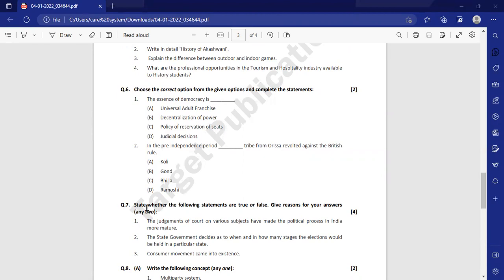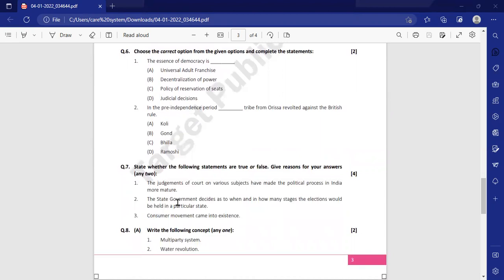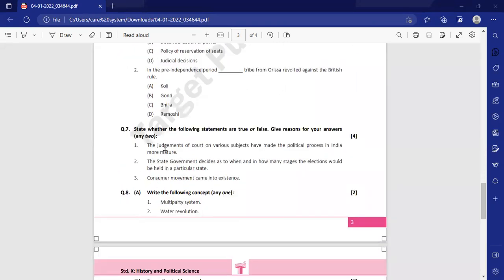Essence of democracy, etc. 2, fill in the blanks. For 2, remember it, you should write the full sentence for the fill in the blank. For wrong pair, the full sentence should be written. For true or false also, the full sentence should be written. Question 7 is for true, false. But here, if the statement is false, you have to give the explanation for false.